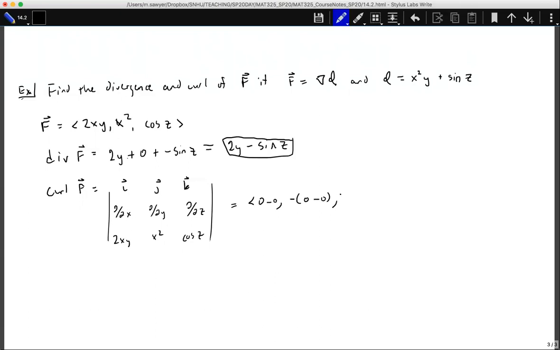Partial with respect to x of x squared is 2x. Minus partial with respect to y of 2xy is 2x. So again, we get the 0 vector. So we have no rotation in our system.